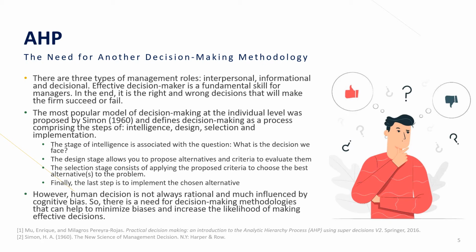However, human decisions are not always rational, like mentioned earlier. They are much influenced by cognitive bias, such as our previous experience or information from peers and so on. So there is a need for decision-making methods that can help minimize this bias and increase the likelihood of making effective decisions.